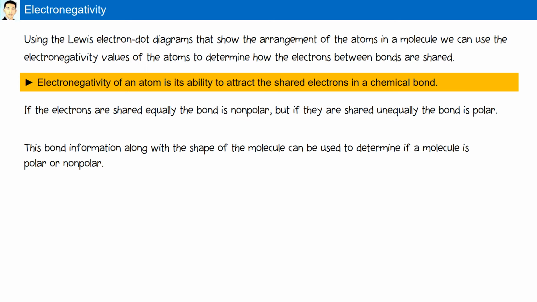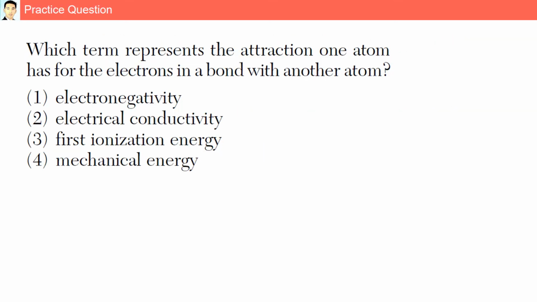Definition. Electronegativity of an atom is its ability to attract shared electrons in a chemical bond. If the electrons are shared equally, the bond is nonpolar, but if they are shared unequally, the bond is polar. This bond information, along with the shape of the molecule, can be used to determine if a molecule is polar or nonpolar. Practice question. Which term represents the attraction one atom has for the electrons in a bond with another atom? Electronegativity.